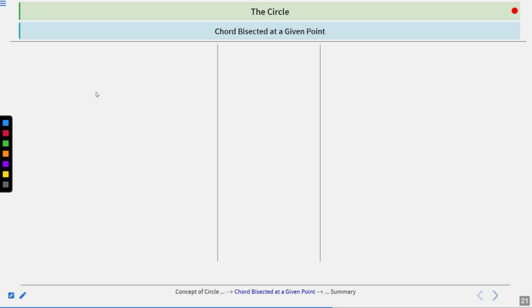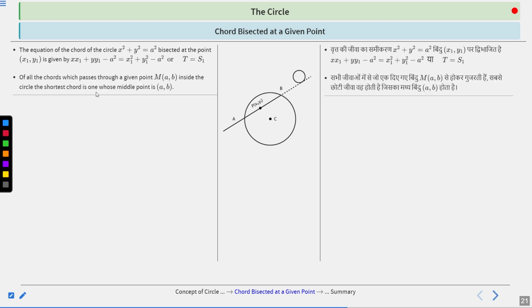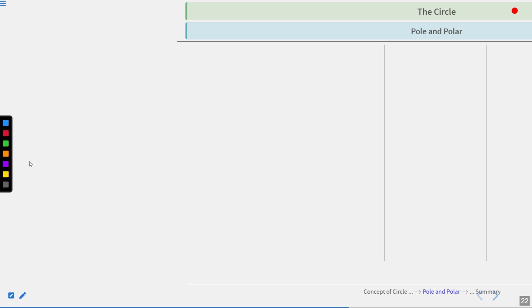Now, chord bisected at a given point. The equation of the chord of the circle x² + y² = a² bisected at the point (x1, y1) is xx1 + yy1 - a² = x1² + y1² - a², or T = S1. Now, of all the chords which pass through a given point M inside the circle, the shortest chord is the one whose midpoint is M, right?